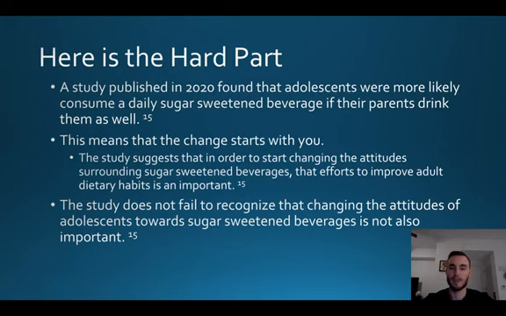The study doesn't fail to recognize that changing the attitudes of adolescents towards sugar-sweetened beverages is also important. So it kind of is a multifactorial thing, which seems to be a theme of tonight as far as the diabetes and obesity, and now how we're going to help decrease sugar. So it is important and will help if you can decrease your sugar intake as well if you consume sugar-sweetened beverages. However, it's also important that we start changing the attitude around these and the attitude of the children around these beverages.